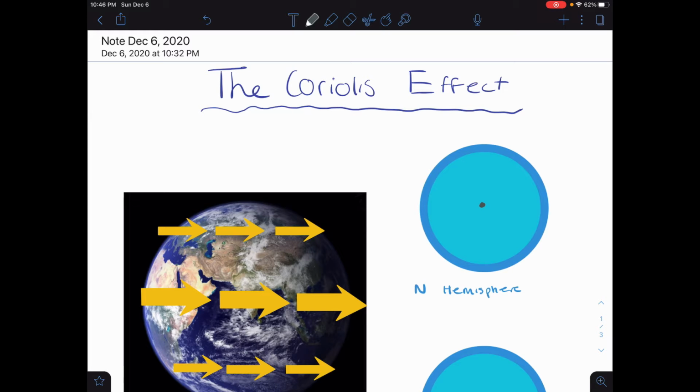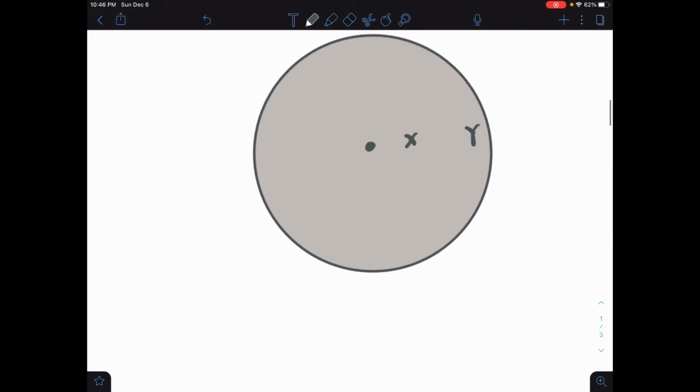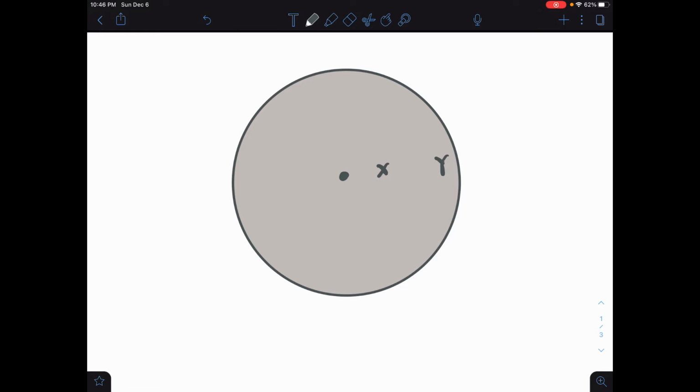Hello, guys. So today I want to talk about the Coriolis effect, which is something I recently learned in one of my classes. So I want to start off with this diagram. Suppose you have a disk that rotates on this center and it rotates like this. So I want to ask a question. Would X travel a larger distance or would Y travel a larger distance?